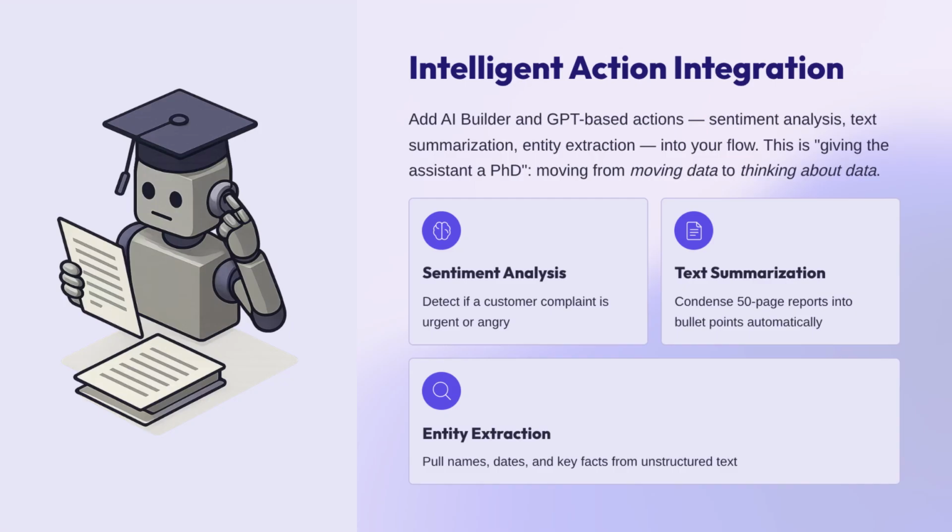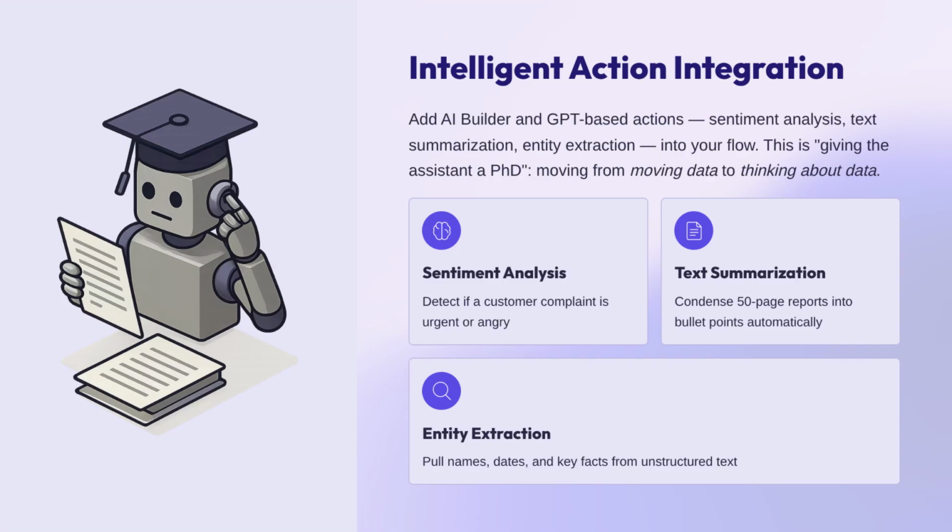This area involves adding specialized AI builder and GPT-based actions like sentiment analysis, text summarization, or entity extraction into your flow to perform high-level reasoning. In our relaxed classroom tone, it simply means giving the assistant a PhD. This is where we go from moving data to thinking about data.